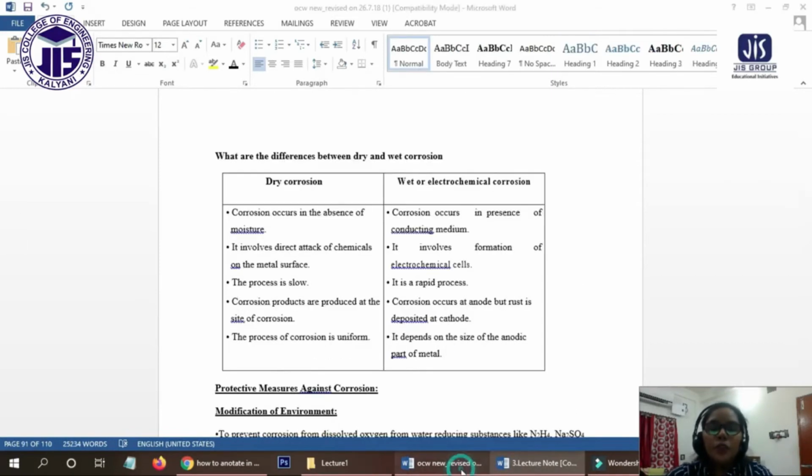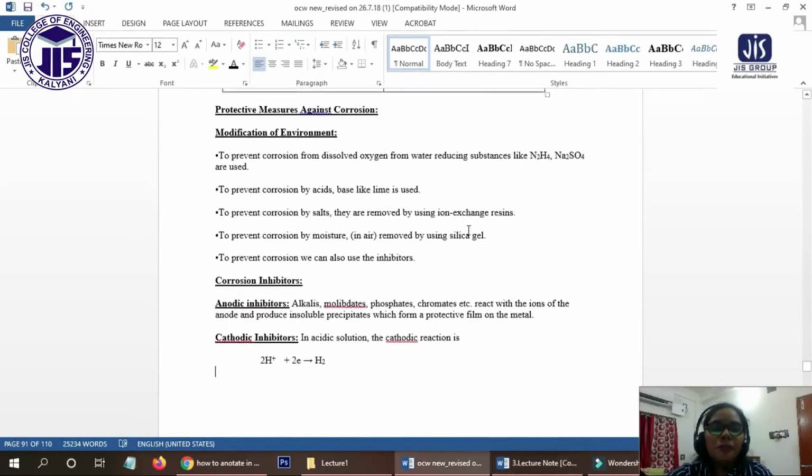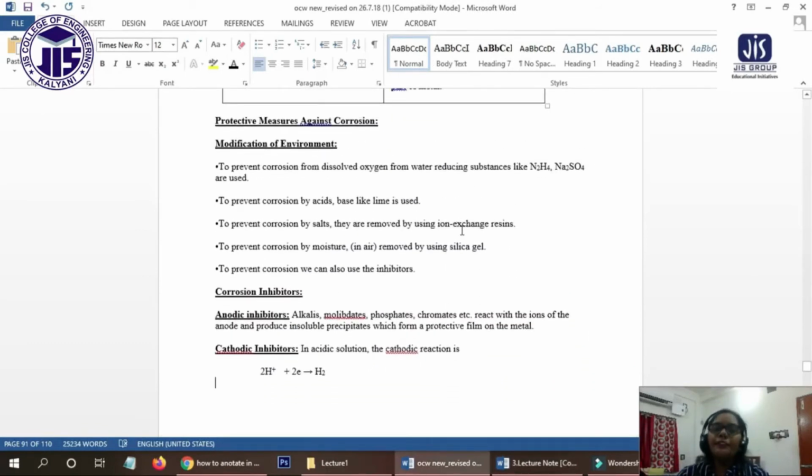Okay, so modification of environment. If we have humidity in our environment, that is moisture, so in the presence of a higher amount of moisture, what will happen? The corrosion process will be rapid. Now what we have to do: if we use something like silica gel, that can absorb the water molecules, so that can reduce the rate of the corrosion.